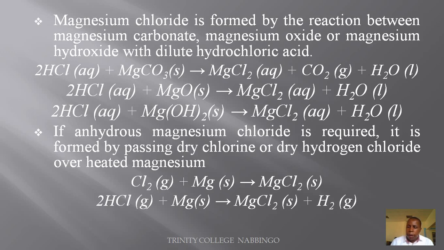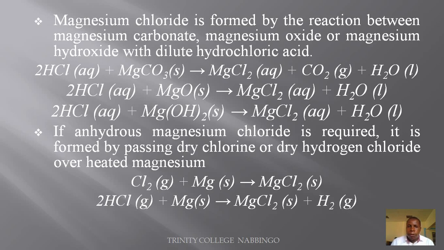However, it can also be prepared from its hydroxide, like those equations are showing. If it is required anhydrous, like we did in sodium, once again, we can use direct synthesis to produce this magnesium chloride by reacting our chlorine with magnesium, and then we are able to get the magnesium chloride. We can also use hydrogen chloride gas. We shall be able to get magnesium chloride solid and hydrogen gas.